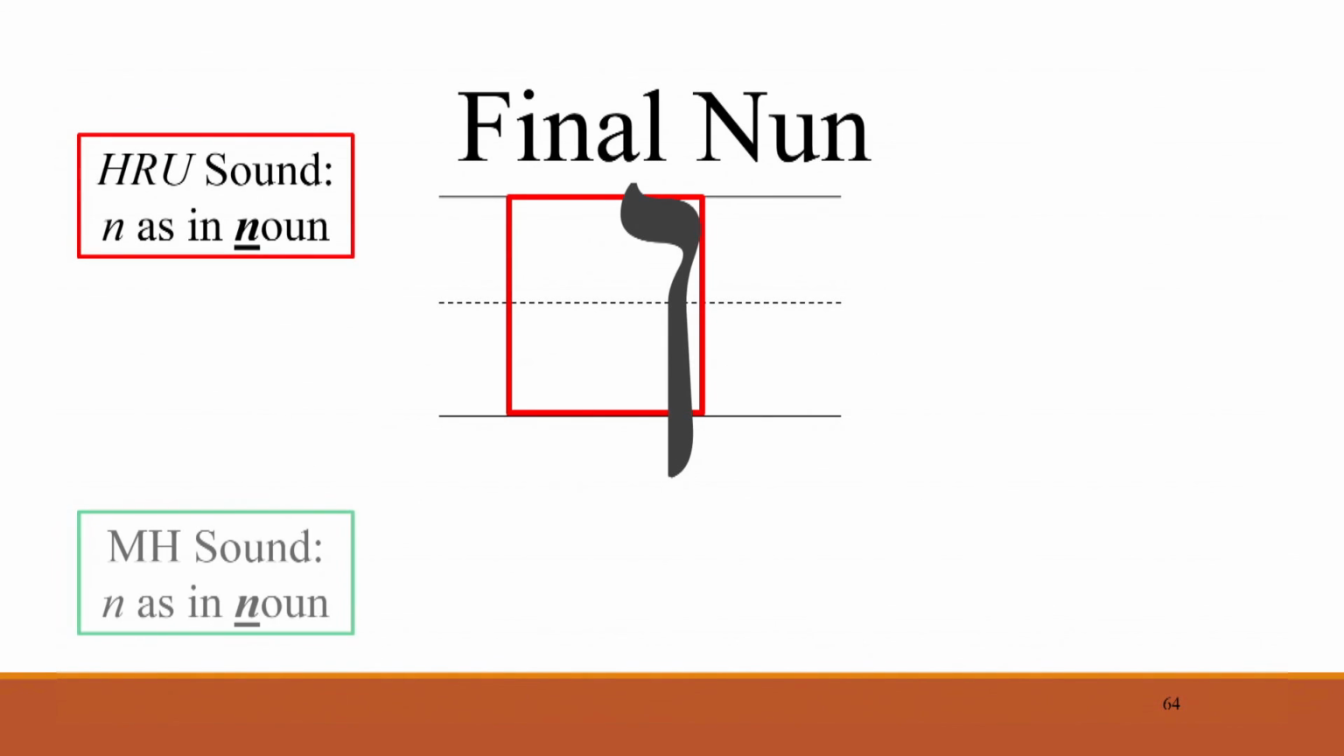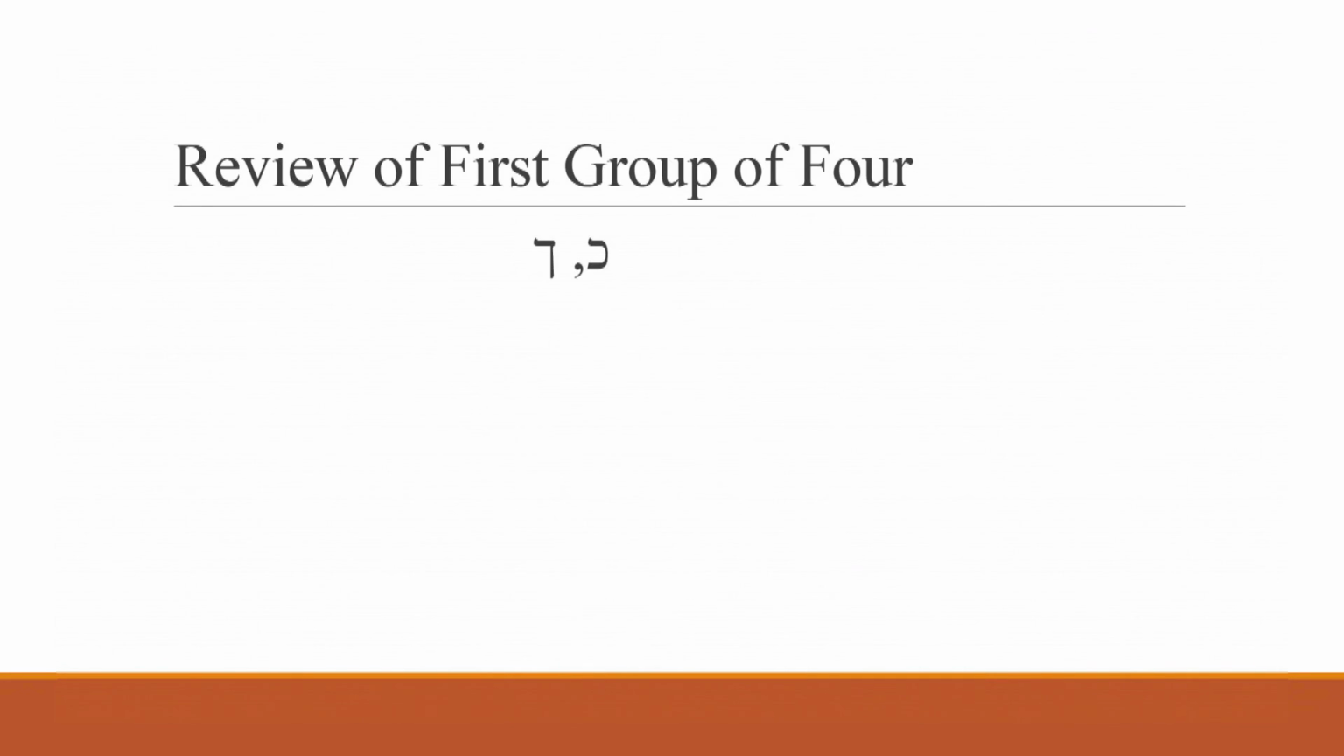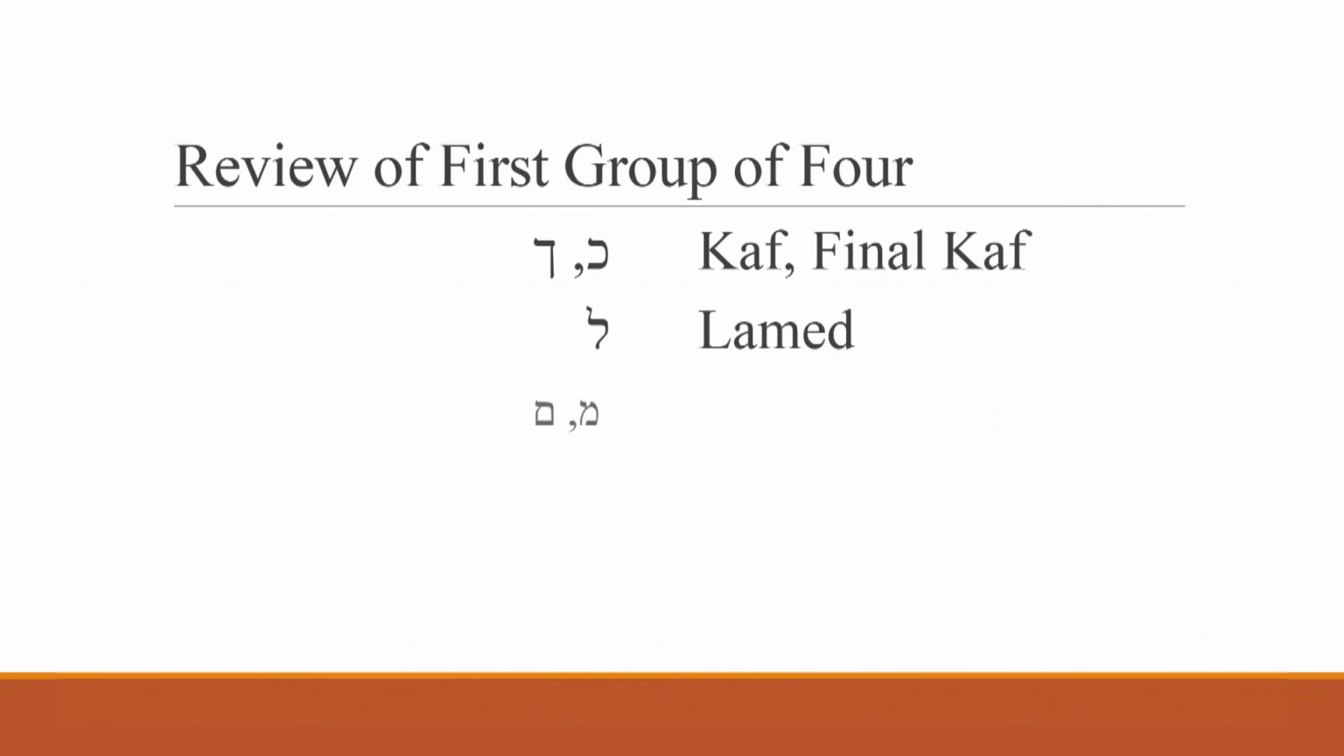So let's review this first group of 4. You have kaf and final kaf, lamed, mem and final mem, nun and final nun.